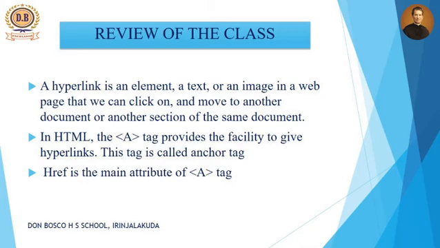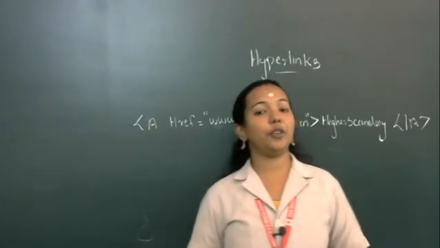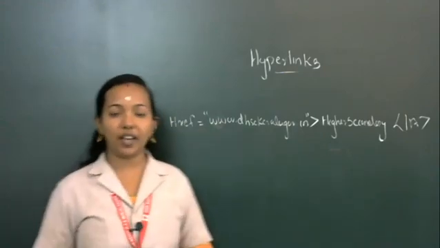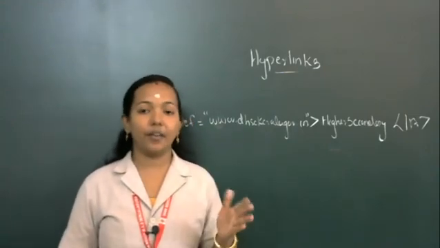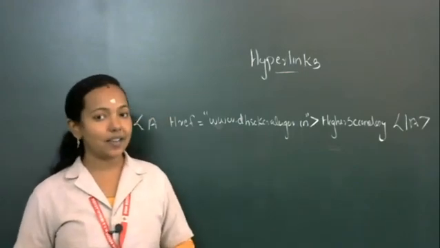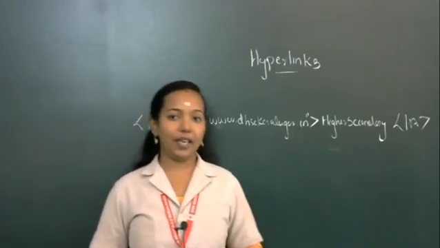Then the main attribute of the a tag. What is the main attribute of the a tag? href. Okay, the main attribute of the a tag is href. What is the full form of href? Hypertext reference. So that means we are including or linking an external file to our web page.